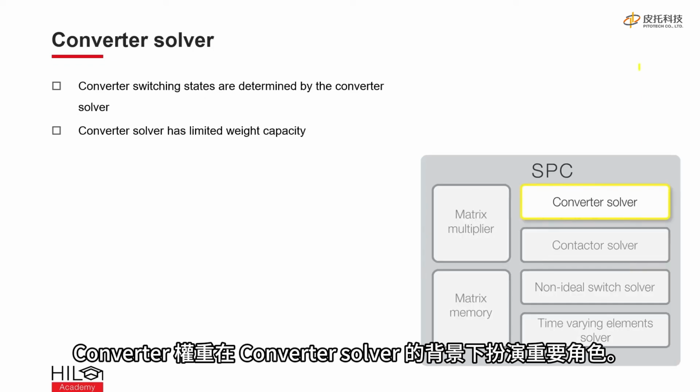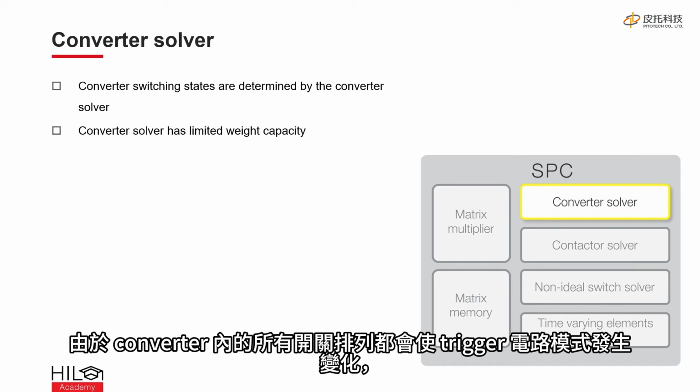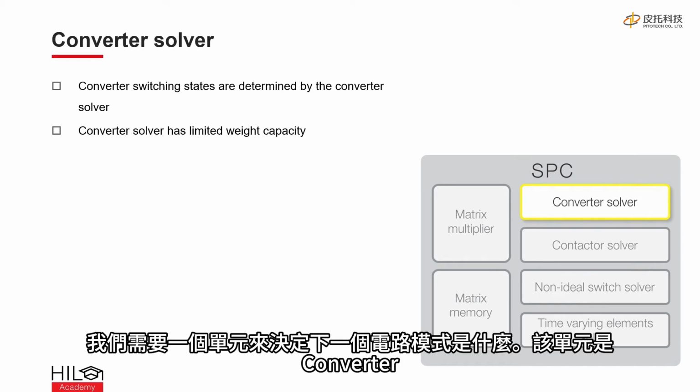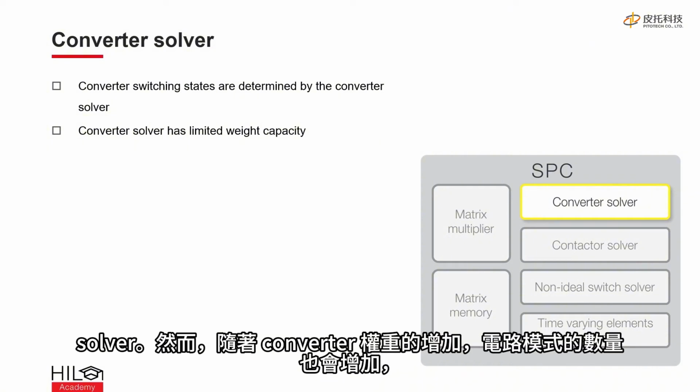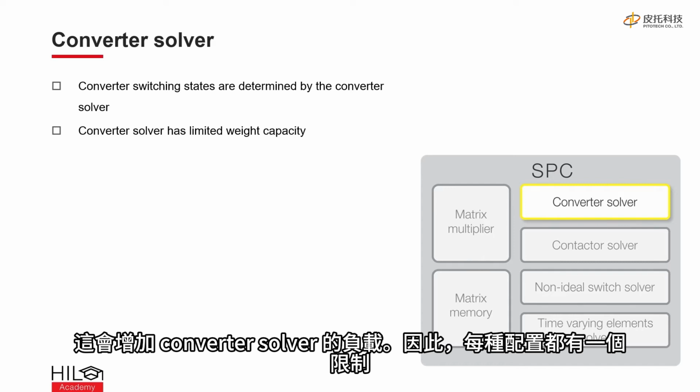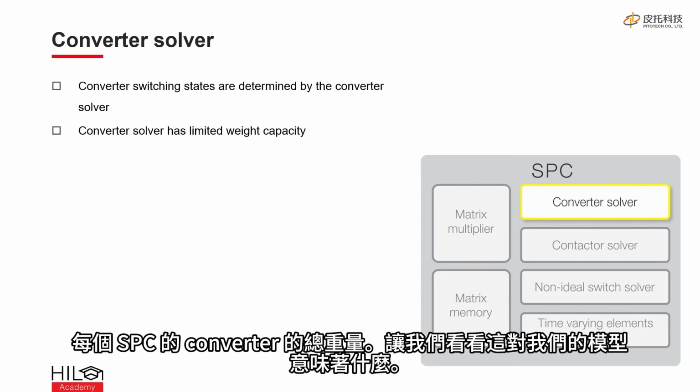Converter weight plays a significant role in the context of the converter solver. Since all switch permutations within the converter will trigger a circuit mode change, we need a unit to determine what the next circuit mode will be. This unit is the converter solver. However, as the weight of the converter increases, so does the number of circuit modes, which increases the load on the converter solver. Therefore, each configuration has a limit on the overall weight of converters per SPC. Let's check out what this means for our model.